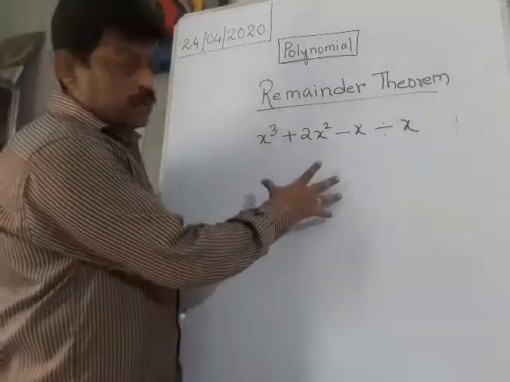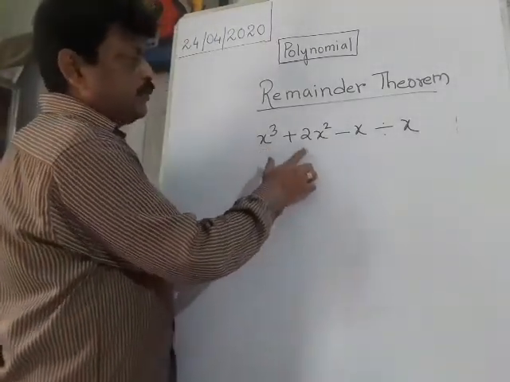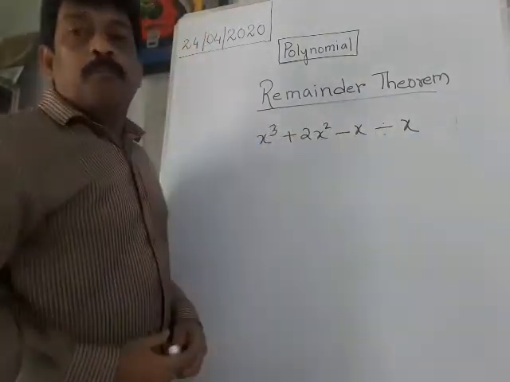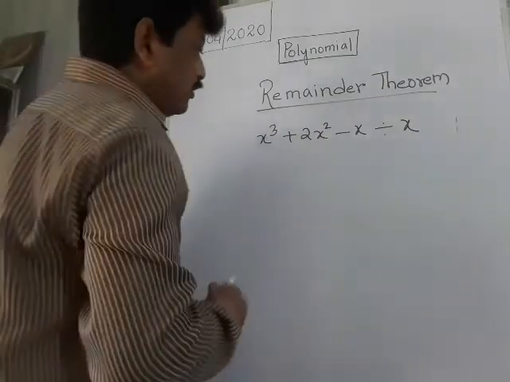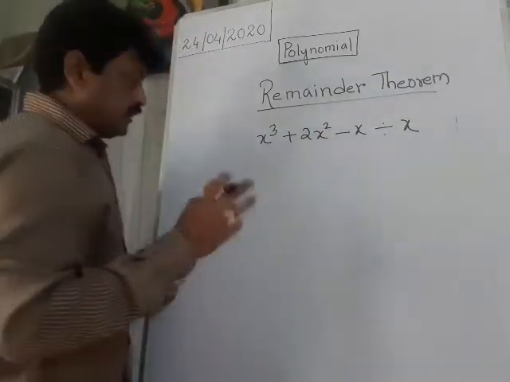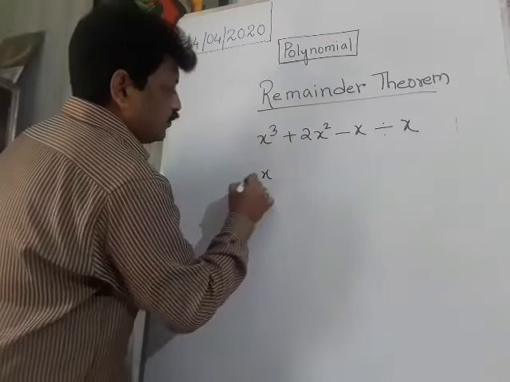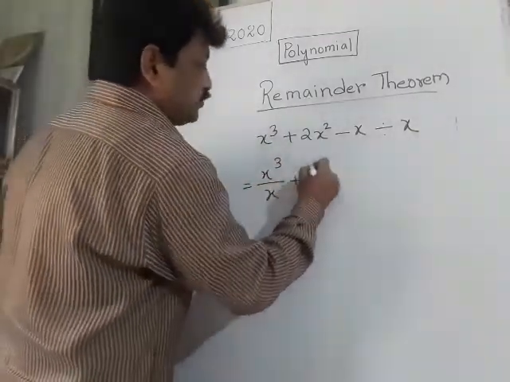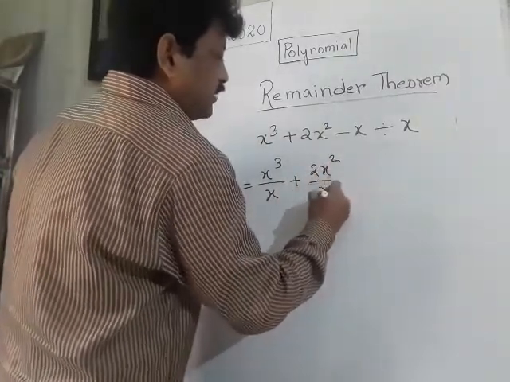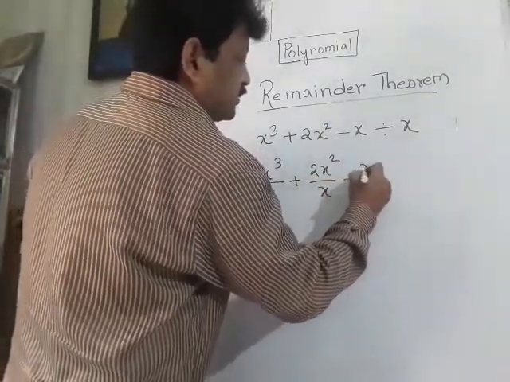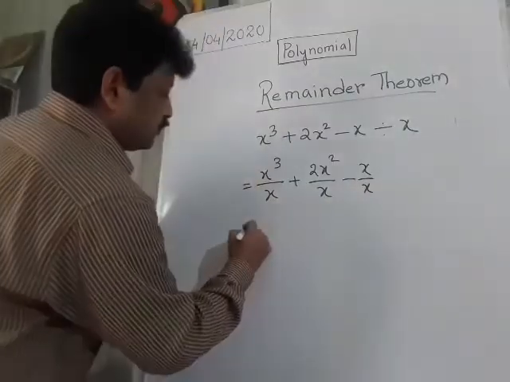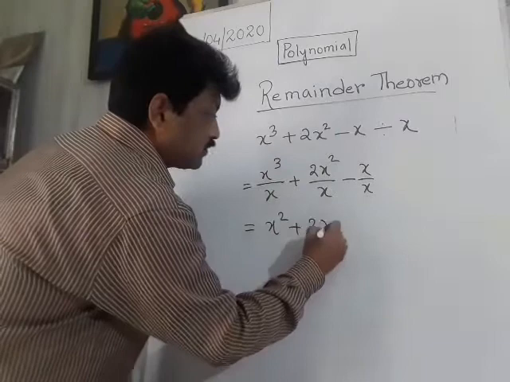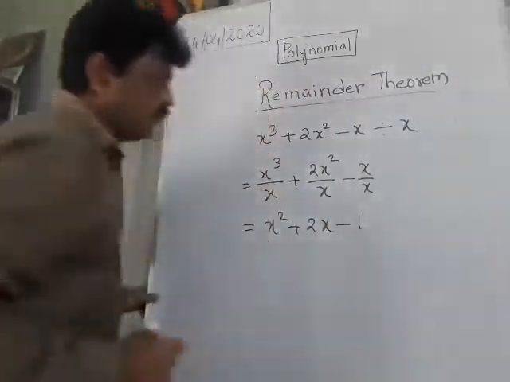Now consider another polynomial, x cube plus 2x squared minus x. We have to divide this polynomial by x. Now see what we are getting as the quotient and the remainder. So we can write like this: x cube divided by x plus 2x square divided by x minus x divided by x. So here it is x square plus 2x minus 1.